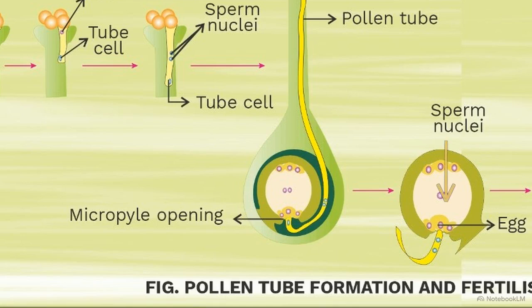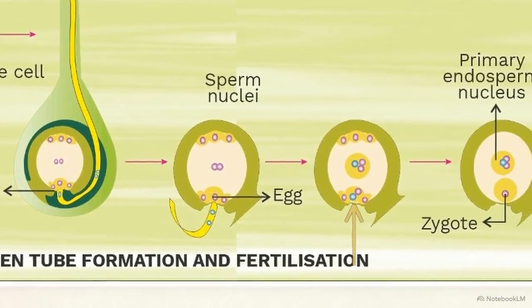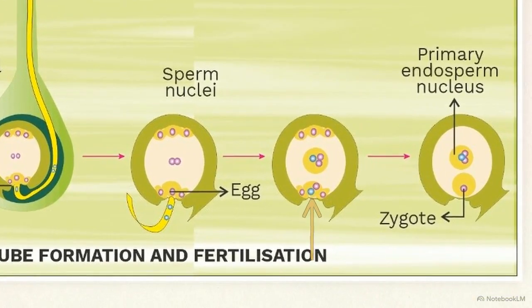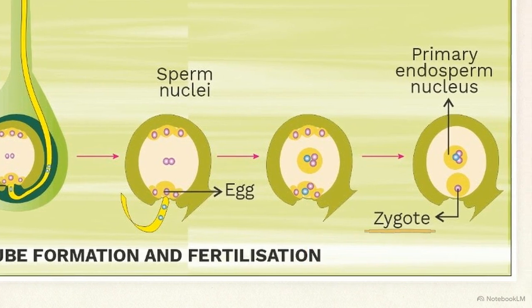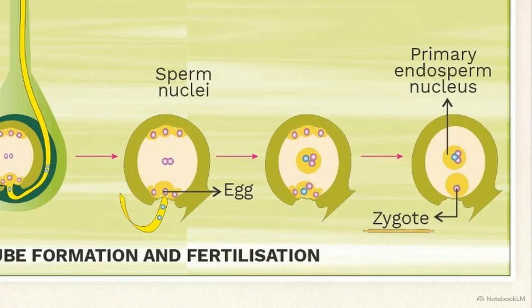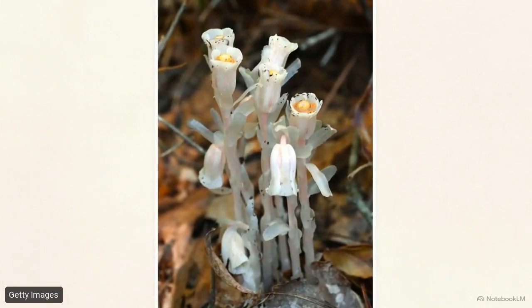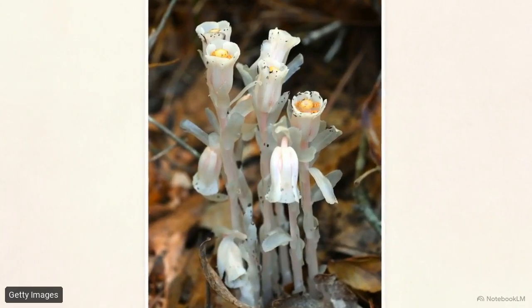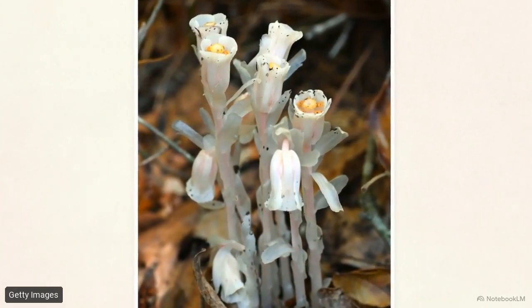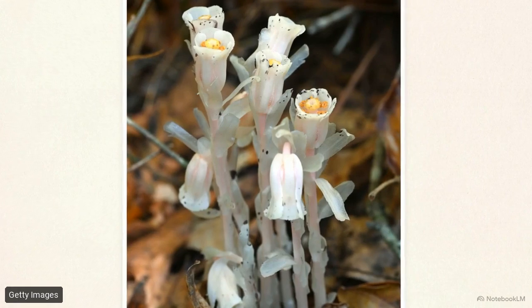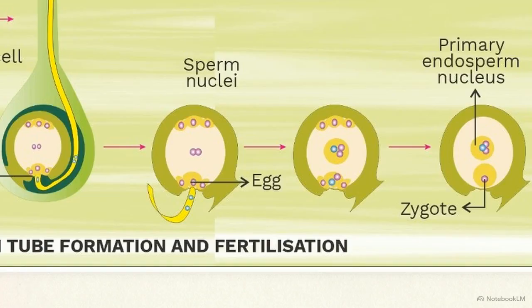This diagram shows the sequence unfold. At the micropyle opening, the pollen tube bursts, releasing 2 haploid male gametes. Event 1 is syngamy. The first gamete fuses with the haploid egg cell, creating a standard diploid zygote. That zygote is the future plant. As a historical note, this specific fusion was first observed by Edward Strasburger in 1884, studying this exact plant, the ghost plant, Monotropa.